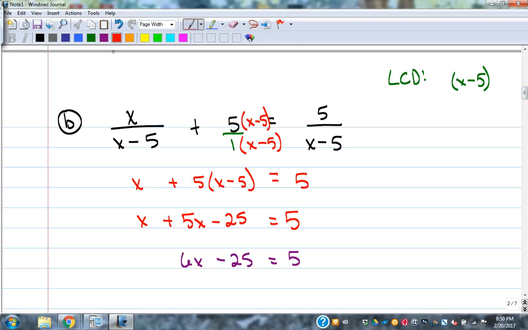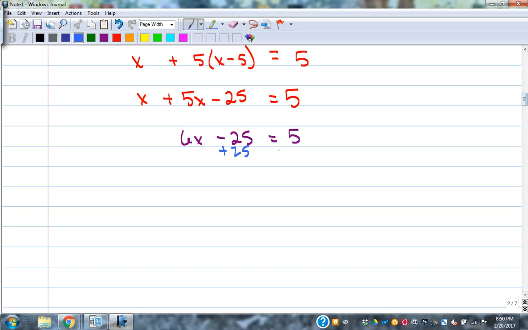I'm going to add 25. Oh, yeah, that definitely should be something I remember. If it's got an exponent, then you need to get it equal to 0. If it doesn't have an exponent, you don't have to. And then just divide by 6. X equals 5.